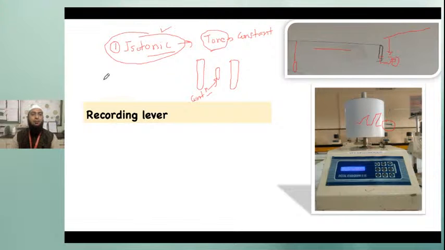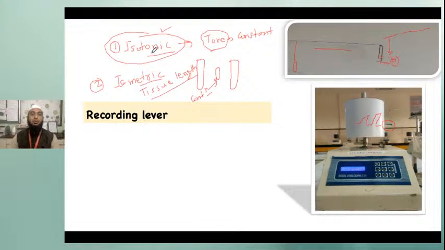Whereas in another type of practical, you need the second type of lever, that is called the isometric lever. So what is an isometric lever? It is exactly opposite to the isotonic. In isotonic, what was constant? The tone is constant. Whereas in isometric, the constant is the tissue length. Since here the tissue length is constant, it is called isometric, whereas the tension is going to change. So the difference between isotonic and isometric is that in isotonic the tone is constant, and in isometric the tissue length is constant.